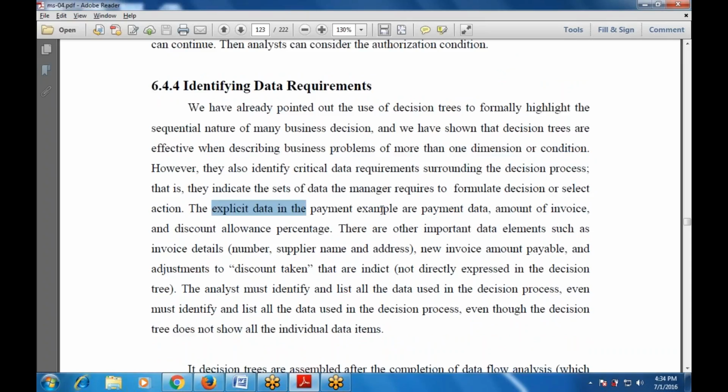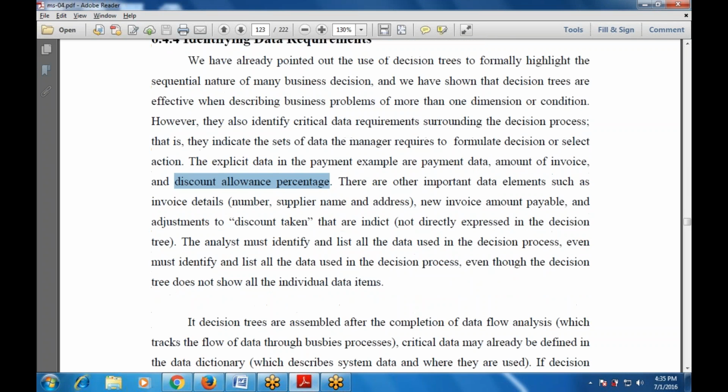The explicit data in the payment example are the payment data, the amount of invoice, and the discount allowance percentage. There are other important data elements as well, such as the invoice details, the new invoice amount payable, and the adjustment to the discount taken. An analyst must identify and list all the data used in the decision process, each and every data item, even though the decision tree does not show each individual data item.